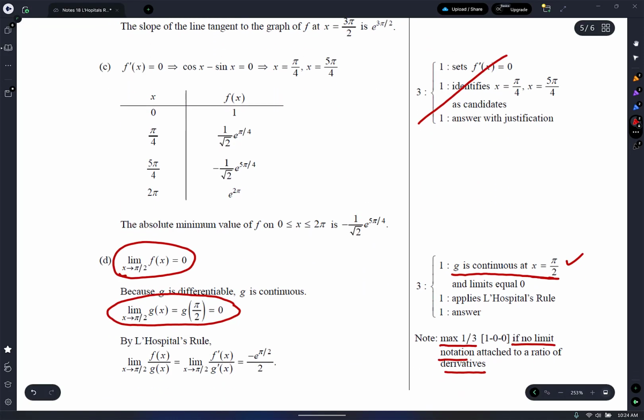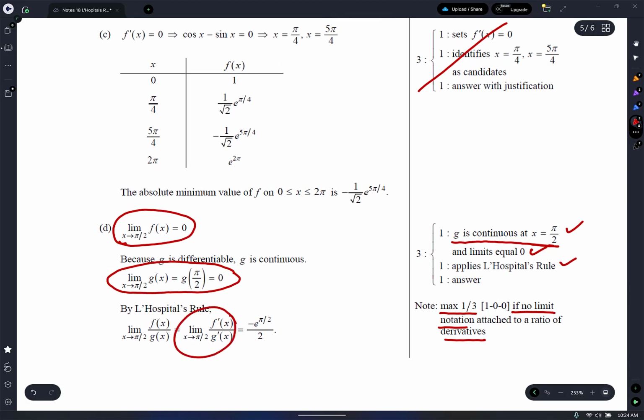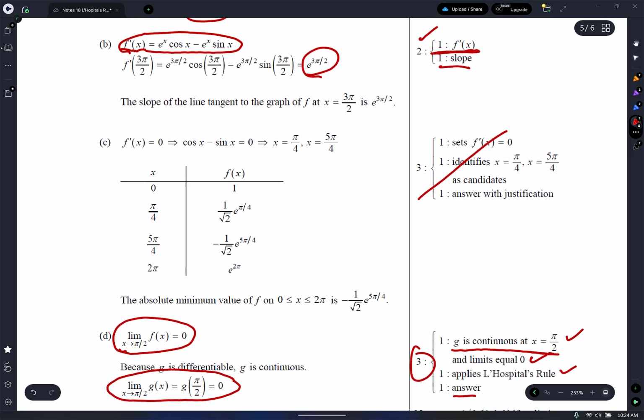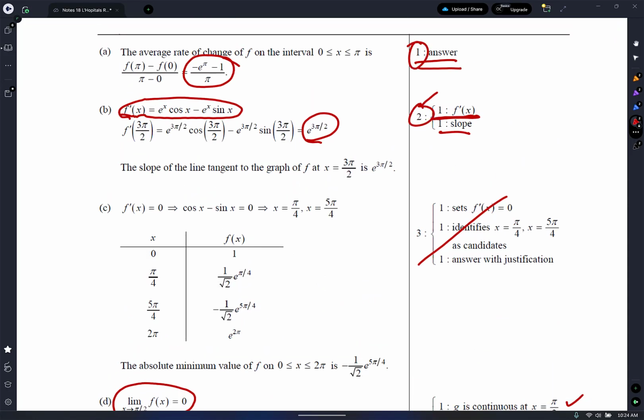And limits equal 0. I got my point by doing the ratio of the top and the bottom. And then applies L'Hopital's rule. Here's my application of L'Hopital's rule right there. And then the answer. 1 point for the answer. Did we get that as an answer? Yeah. So look how many points we would have gotten. 3, 4, 5, 6 points. You're at a 4, maybe even borderline 5.